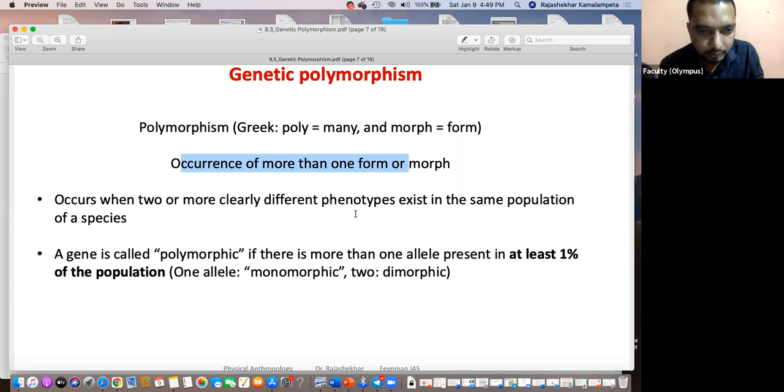Okay, so here they say a gene is called polymorphic if more than one allele is present at that locus, at least in 1% of the population, meaning 1 out of 100. If there is a new allele for that particular gene, then you call it polymorphic.